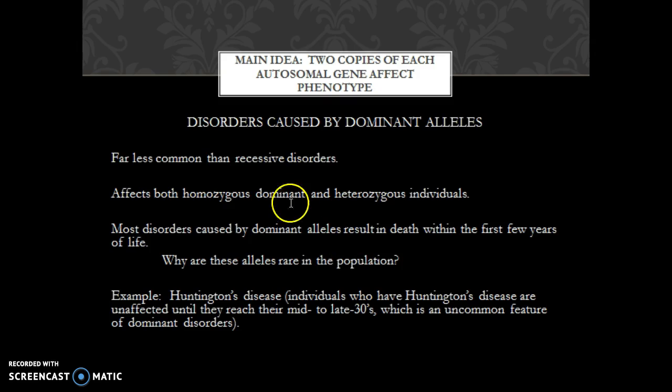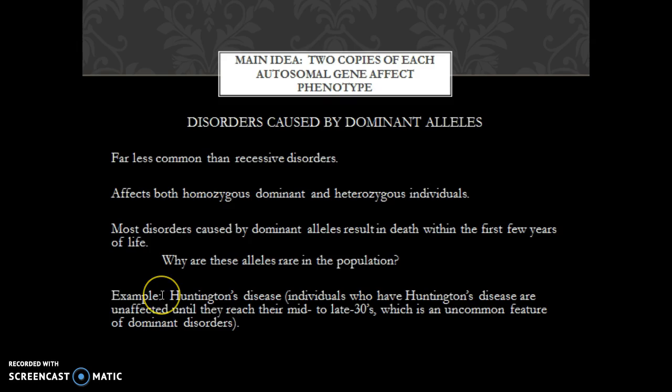There's not many of them around. We know that right here. They're far less common. Why are they not in the population? Well, for these dominant alleles to remain in the population, that means that an individual has to survive beyond the age of 3 or 4. Then they have to have children and pass that dominant allele on to their children. The odds of making it past age 3 or 4 is not all too common, which means that the dominant allele disorders are far less common in our population.